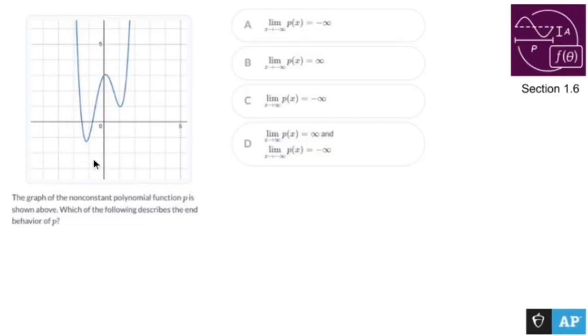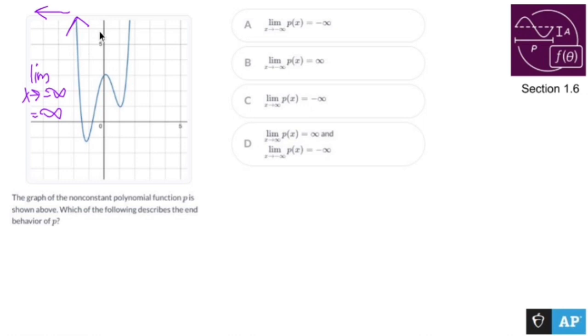The graph of the non-constant polynomial right there is shown above. Which of the following describes the end behavior of P? So end behavior is limit. Okay, and as we can see, they want us to write it out as limit. So let's find out what the limits are. When you move to the left without bound, you are trying to find the limit as x approaches -infinity. The limit as x approaches -infinity has my graph going upward, which means it is positive infinity.